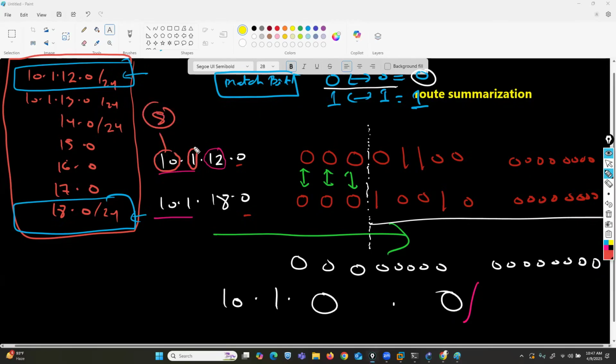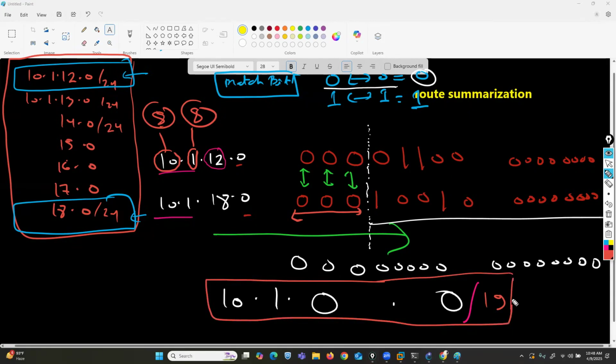This is an 8-bit value. So 8 plus 8 is 16, and we matched 3 bits. So 8 plus 8 is 16, plus 3 is 19. So here we have slash 19. This is your summary address.